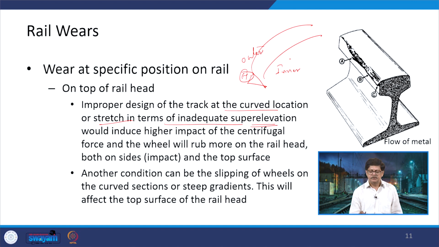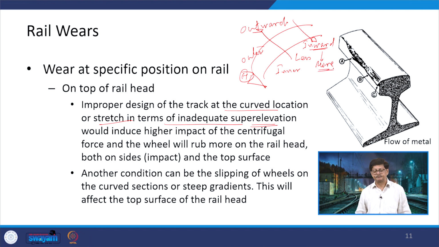If it is less, then there is more movement of the train outwards, and if it is more, then the train will remain in the inward condition. The wheel and axle assembly will remain inward if your super elevation is high. In that case there will be more stresses at this location, whereas in the other case the stresses are going to be more at that location. So, there will be higher rubbing of the wheel with the head of the rail as well as the sides of the rail head. Both of these things are going to be impacted.